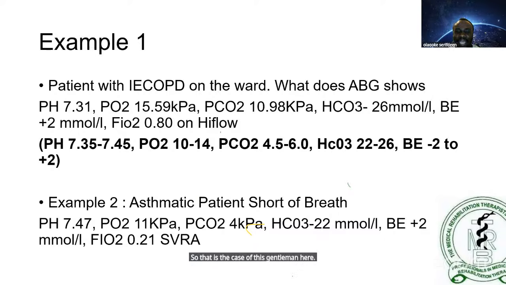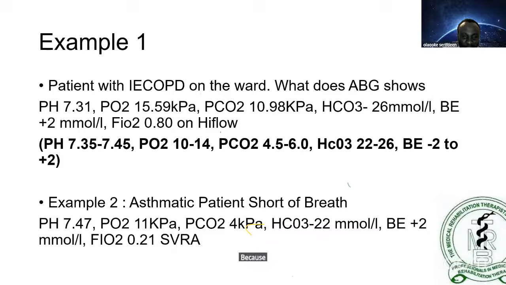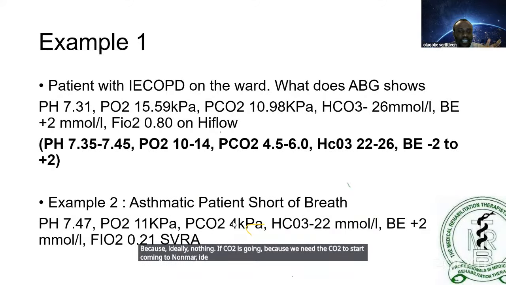Now, at the same time, guys, the question here is, how do we know if this person is improving or deteriorating? For an asthma patient, we need to be careful. Ideally, for every other patient population, we want the CO2 to start coming back to normal, which is fine. We want the pH to start dropping back to normal. But in the case of asthma patients, it could mean something else to them.